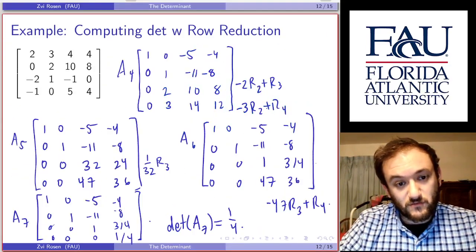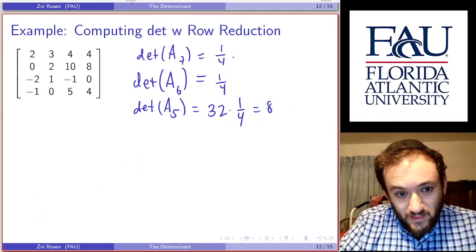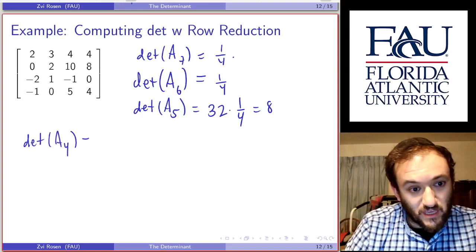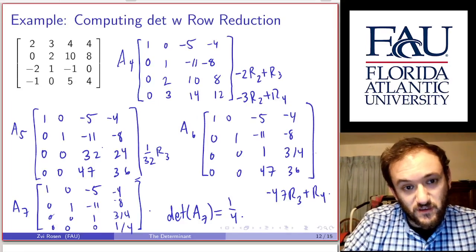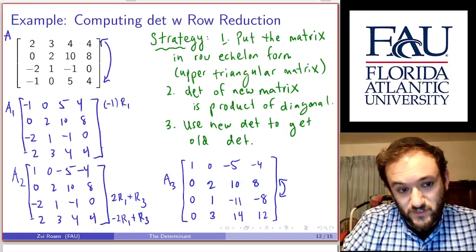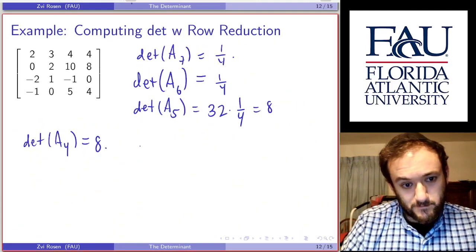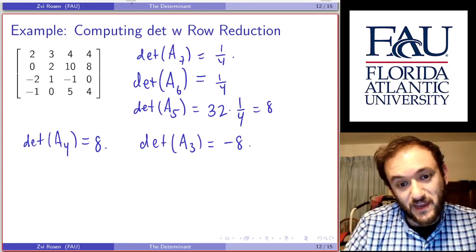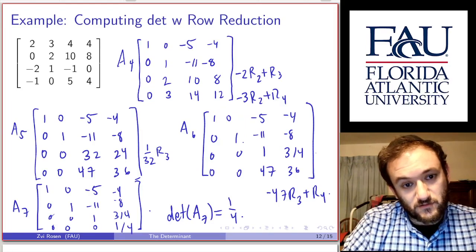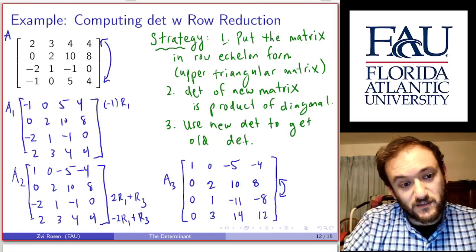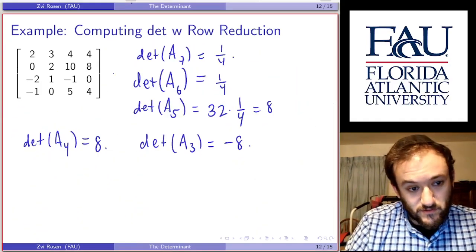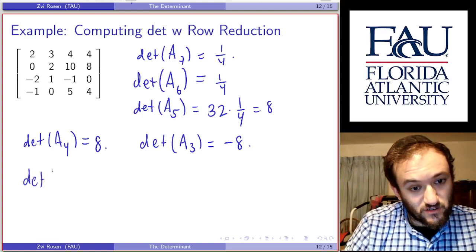Okay, so then we have A4, that was just adding. So we have determinant of A4 should also be 8 because it was just adding multiples of rows. How did we get from A3 to A4? We swapped rows. So that means that that would have picked up a minus sign. So we have determinant of A3 is minus 8. And A2 to A3, that was just adding multiples of rows. So determinant of A2 should be minus 8 as well.